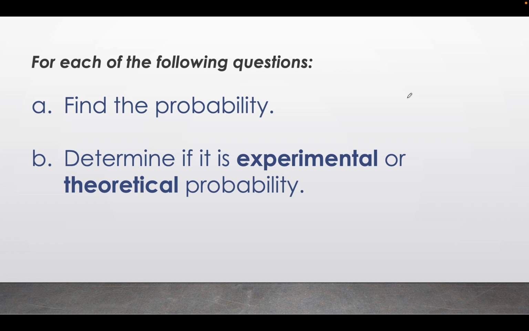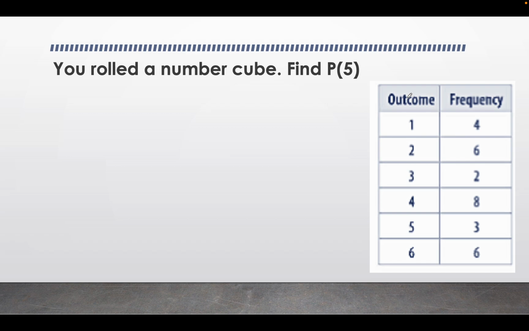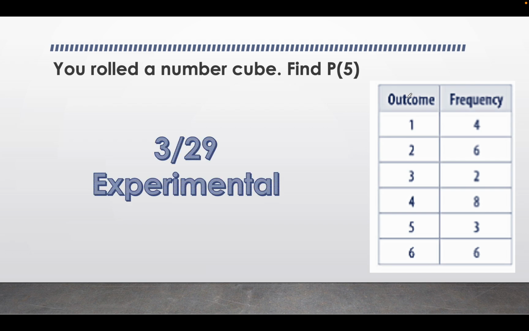Let's take a look at a couple other examples. These are not in your notes, so you can pause and give these examples a try, finding the probability and then determining if that would be experimental or theoretical probability. You rolled a number cube, find the probability that you rolled a 5. There are 3 5s rolled out of a total of 29 rolls, so that is 3 out of 29, which is experimental.